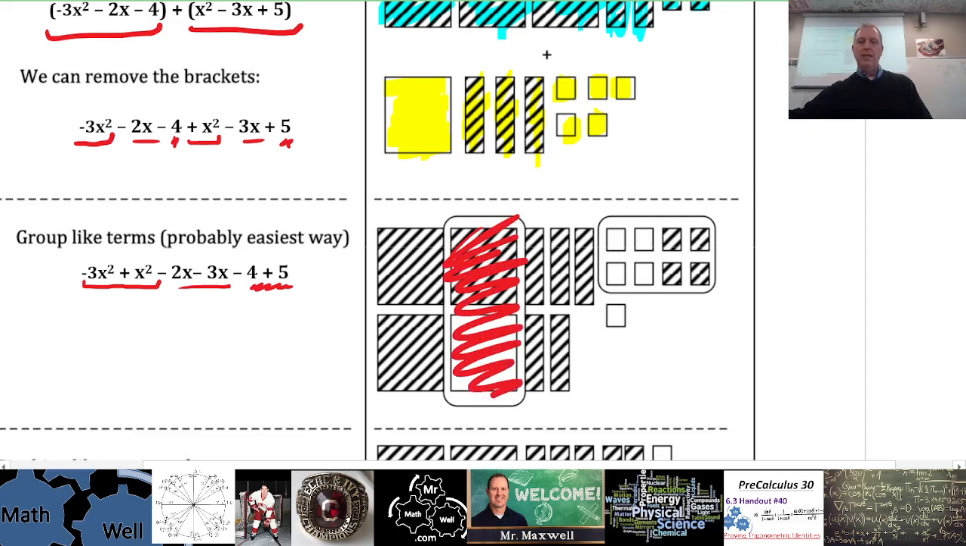That's going to be eliminated. That's a zero. And I have 4 positive tiles here and 4 negative tiles. Those are also gone. So we can zero those off. And whatever's left over is going to be the simplification of this polynomial sum.